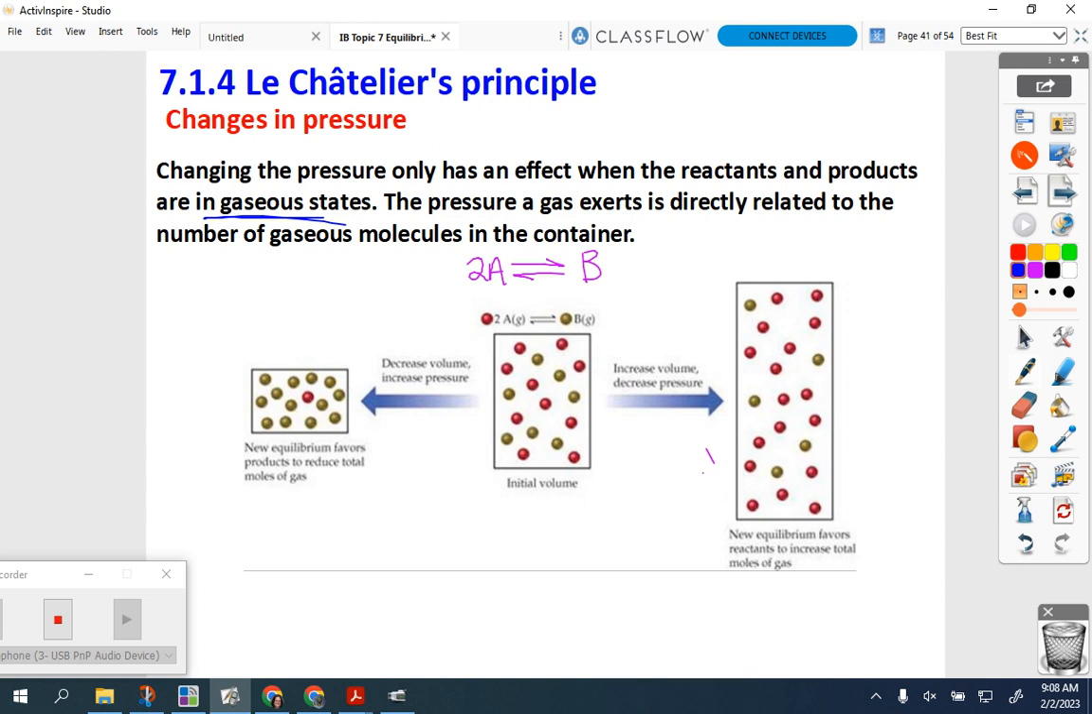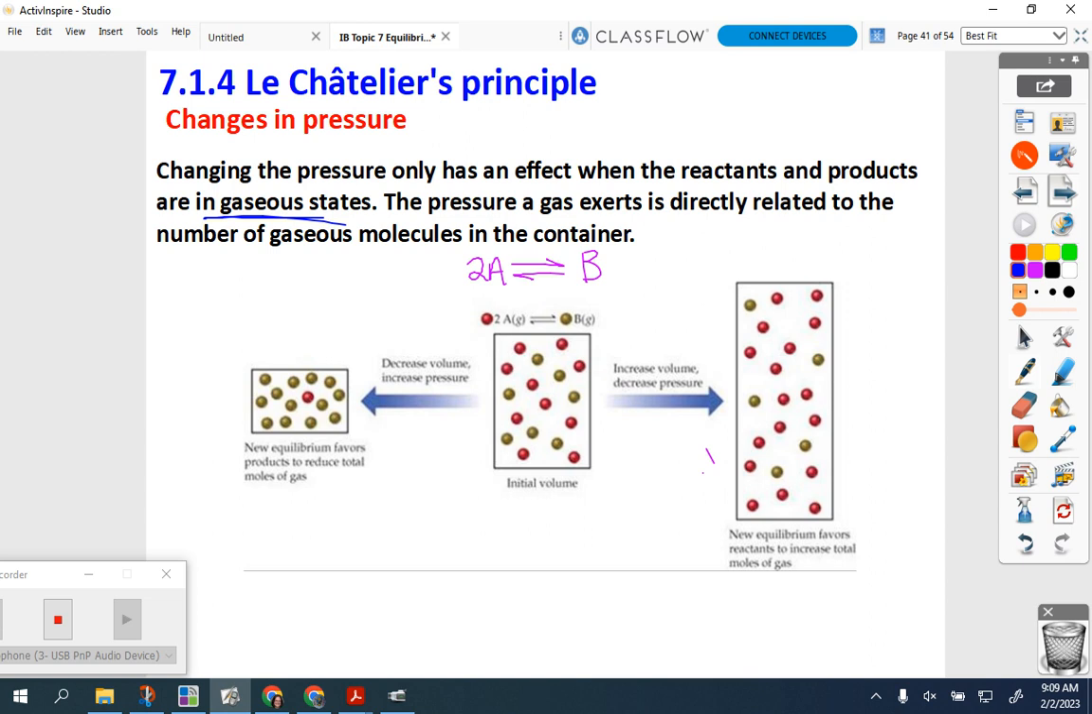So if we keep the same volume and dump in more particles, we're going to have an increased pressure because we're going to have more things bumping against the sides of the container, which is essentially what pressure is. So if we externally change the pressure in a reversible reaction that involves gases, the equilibrium is going to shift to favor a counteraction of whatever we changed with the pressure.